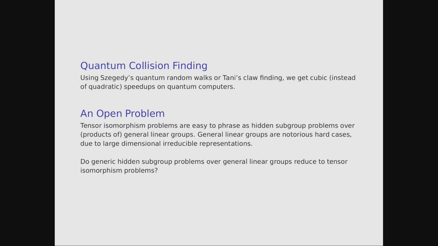And so my curiosity is, is there a reduction that goes the other way, wherein you can reduce some generic hidden subgroup problem over general linear groups to a tensor isomorphism problem? It's plausible because tensors are usually defined universally, right? So they should capture any linearity. And I'll end with that. I don't know the answer, and happy to take questions.